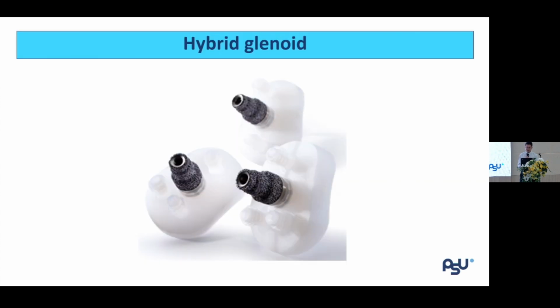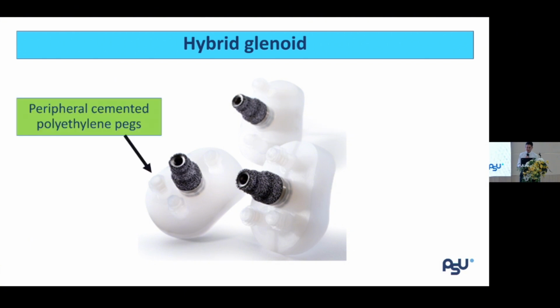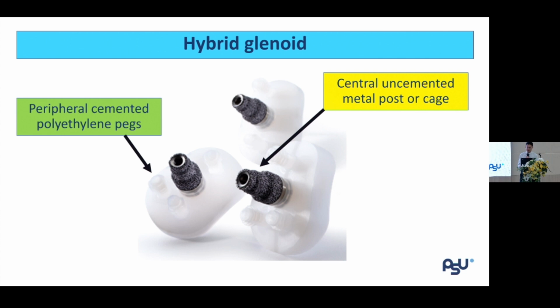The hybrid implant combines the initial fixation of the cemented polyethylene peripheral pegs with the long-term biologic fixation from the bony ingrowth central peg. This implant features an uncemented central metal post or cage that promotes bone ingrowth, enhancing stability and durability.